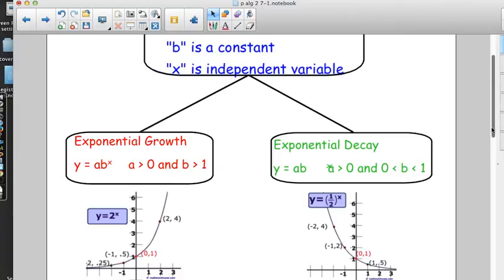Our exponential decay over here, and yeah, that's really weird that my little x went in the wrong spot there. I hope it's right on your packet.